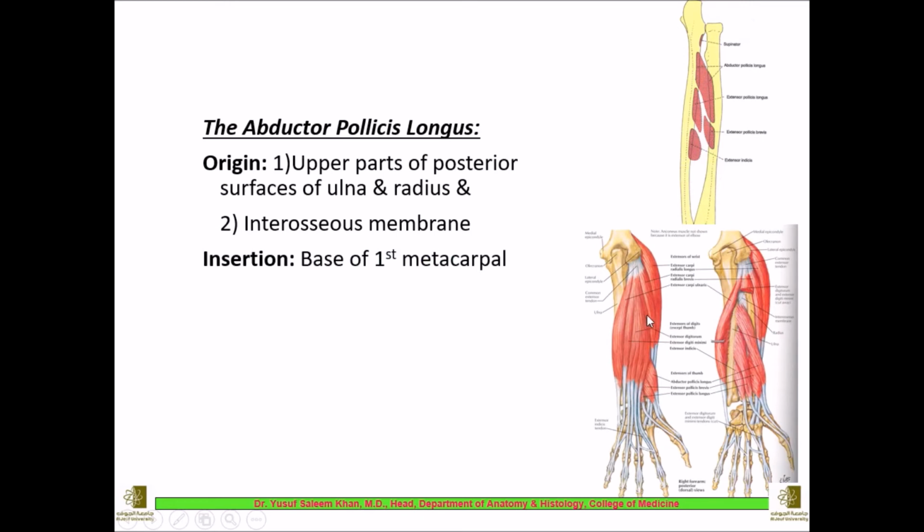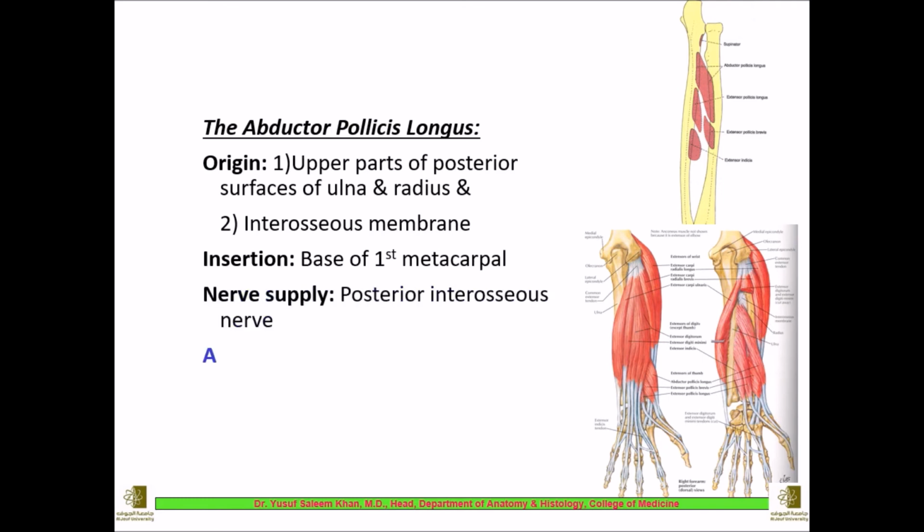If you can see here, if you remove this extensor digitorum, then deep inside you can see this muscle. This is the abductor pollicis longus. So this is the muscle taking origin partly from the radius, partly from the ulna, and partly from the interosseous membrane, going downwards on the lateral side and getting inserted to the base of the first metacarpal bone.